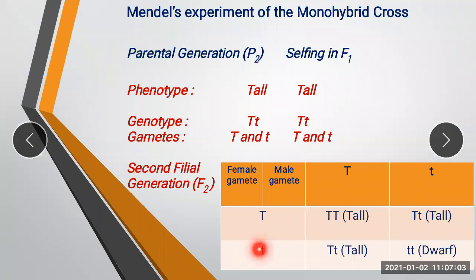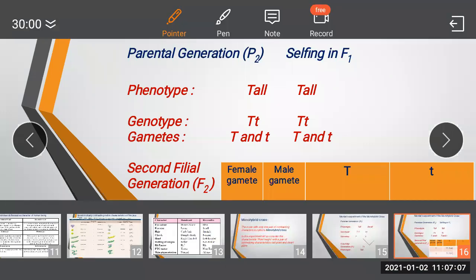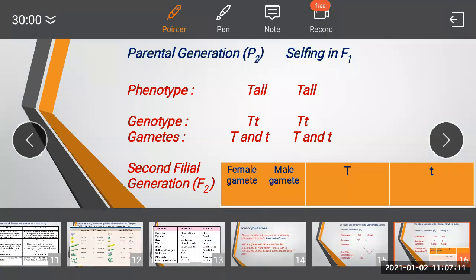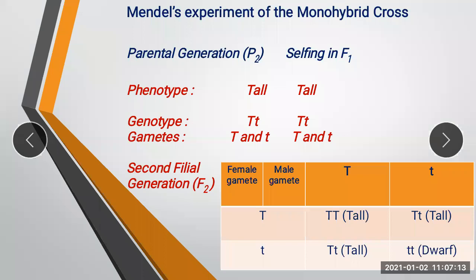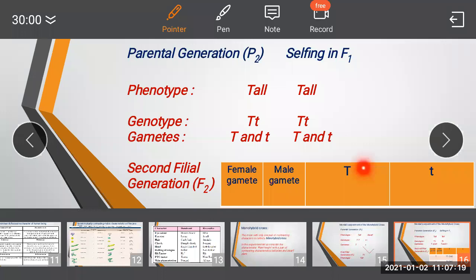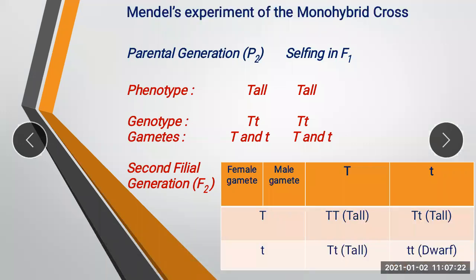Now here this small t and this capital T, here in this box, will combine. So capital T, small t. Then in the next box, it will be small t, small t. Can you see this small t and this small t? So in this way, you need to write the Punnett square. So we are getting four types of possible combinations.